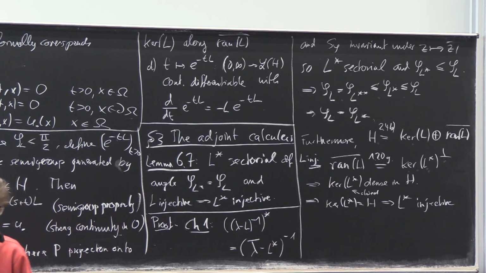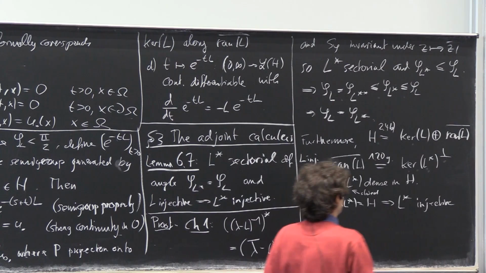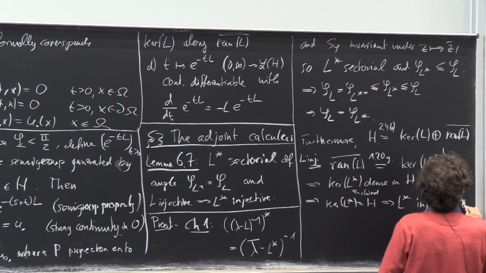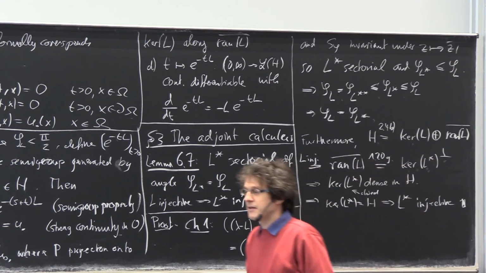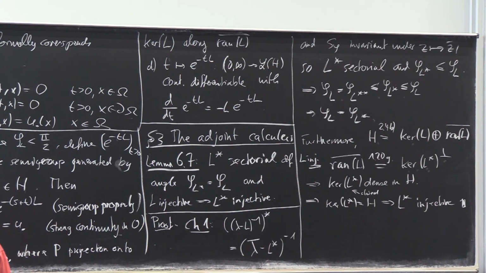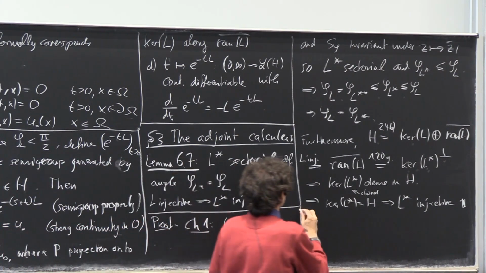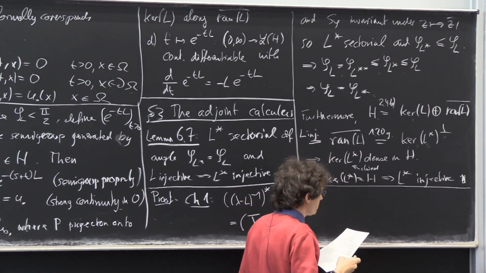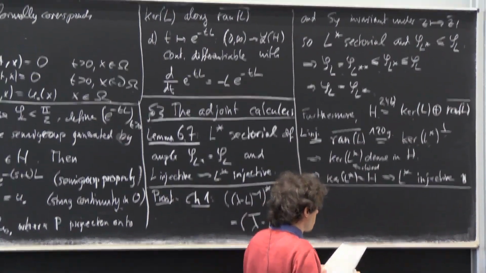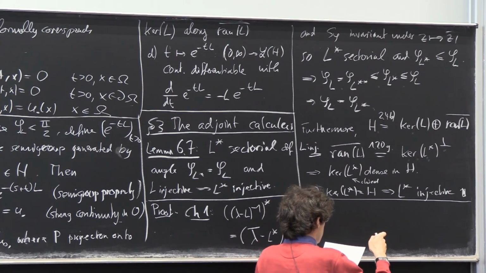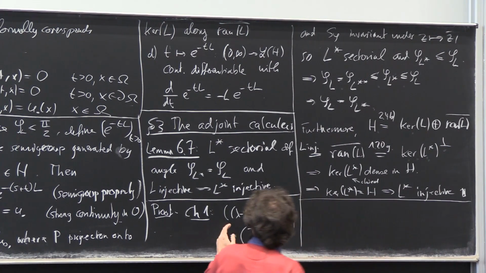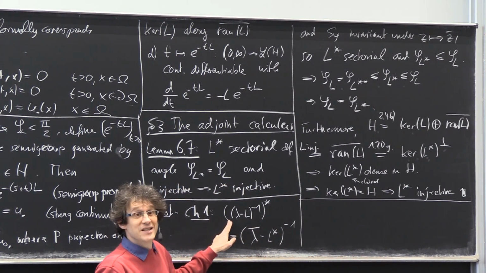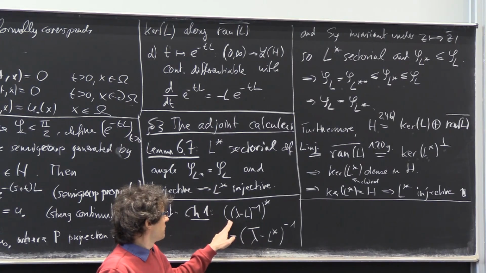Okay. So we've proved this first observation that somehow gives sense to the question, how are the functional calculi of L and L star related? And what we've seen here is already one sort of relation between the functional calculi.